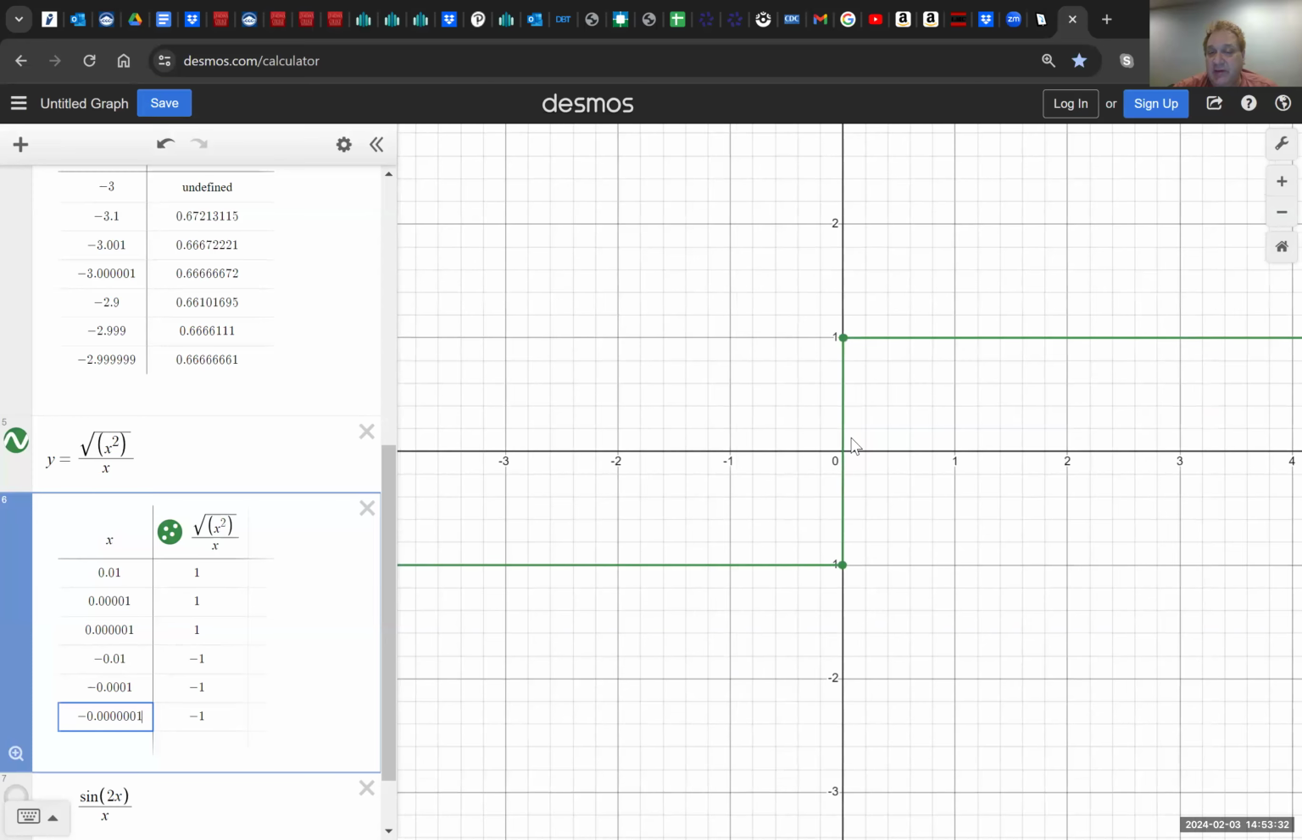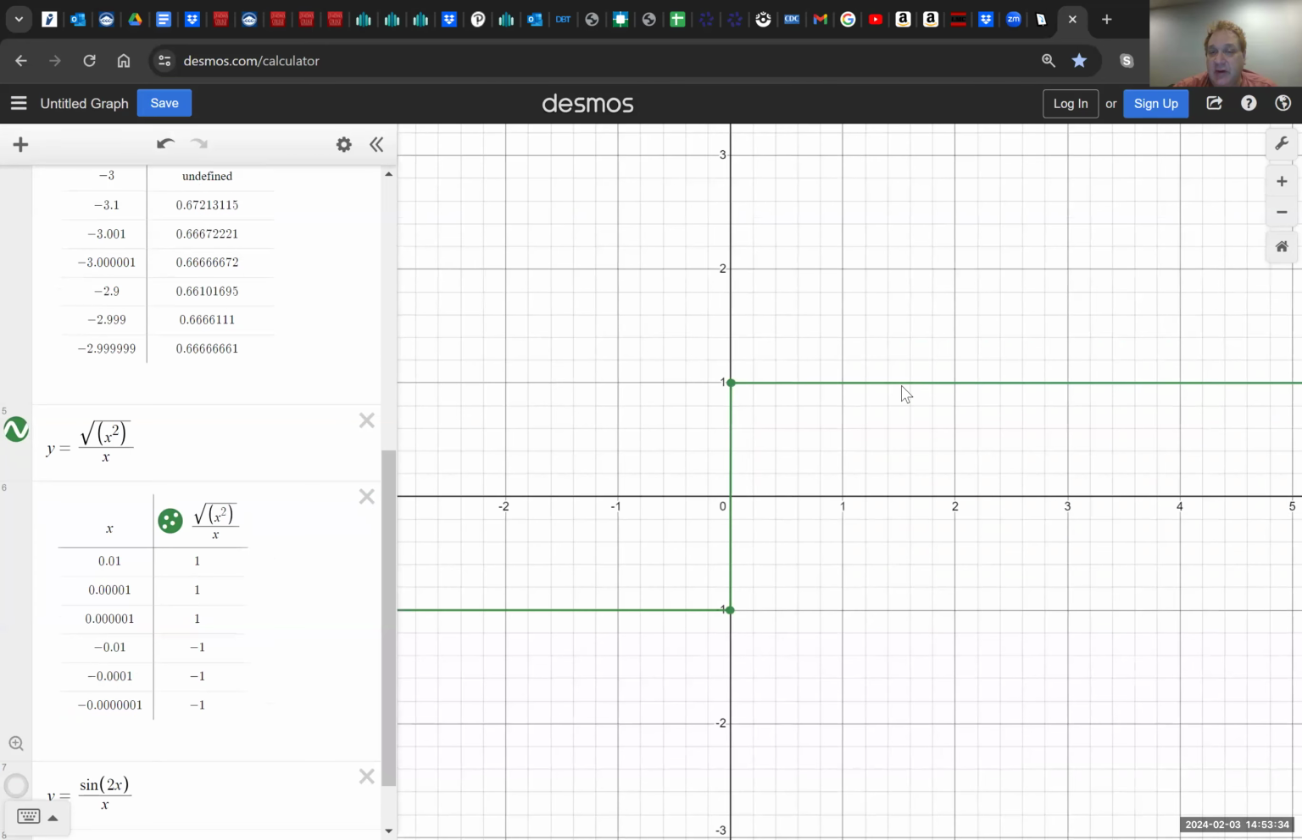Remember, the whole idea of this is it steps up like this, right? So if I choose values of x which are larger than 0, getting closer and closer to 0, the y value is always 1. It's just flat. It's 1, 1, 1, 1 there. And likewise, coming from the other direction, the y values are -1, -1, -1, -1. It's just flat. Okay, so what happens at x equals 0?